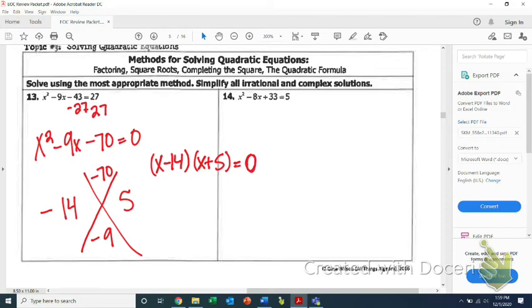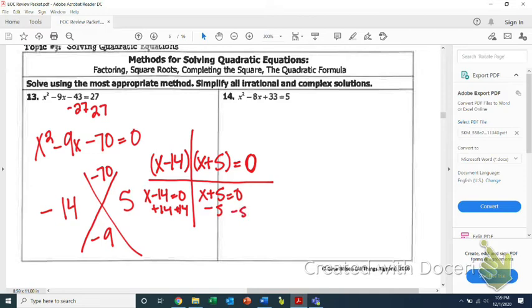In order to solve these equations, I set both things equal to 0. X minus 14 equals 0. X plus 5 equals 0. Add 14. Subtract 5. Have two solutions. X equals 14 and negative 5.